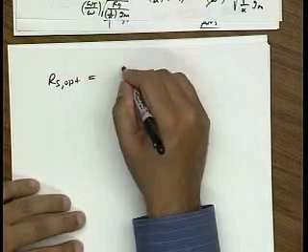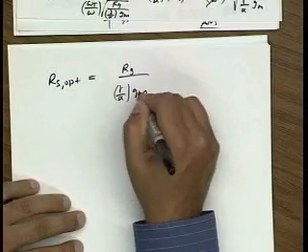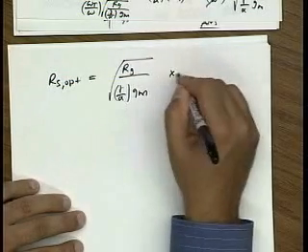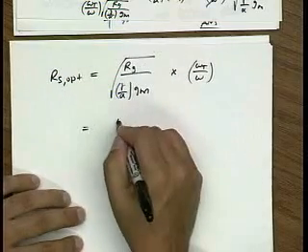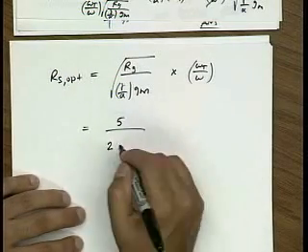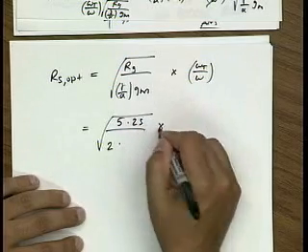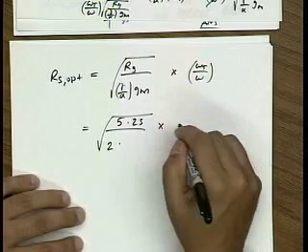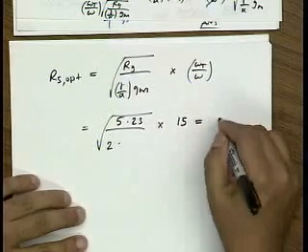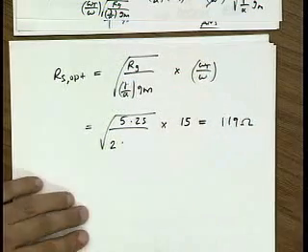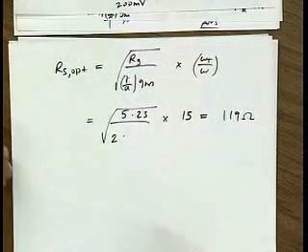So RS opt is RG times gamma over alpha, divided by GM, times omega t over omega. Substituting, RG is 5 ohms, gamma over alpha is 2, GM is 1 over 25, and omega t over omega is 15. So I get about 119 ohms for RS opt. Okay. Questions?